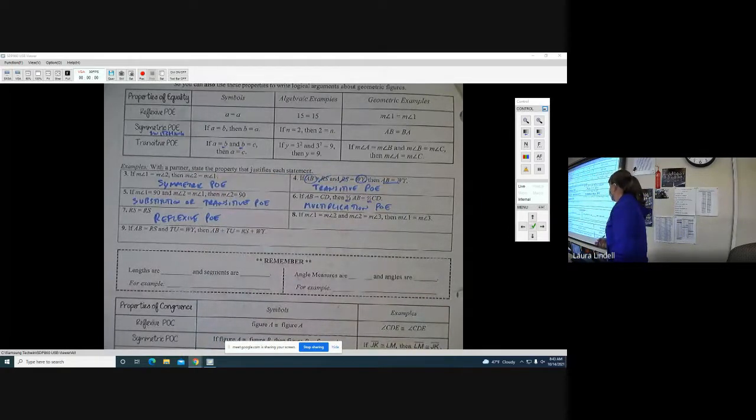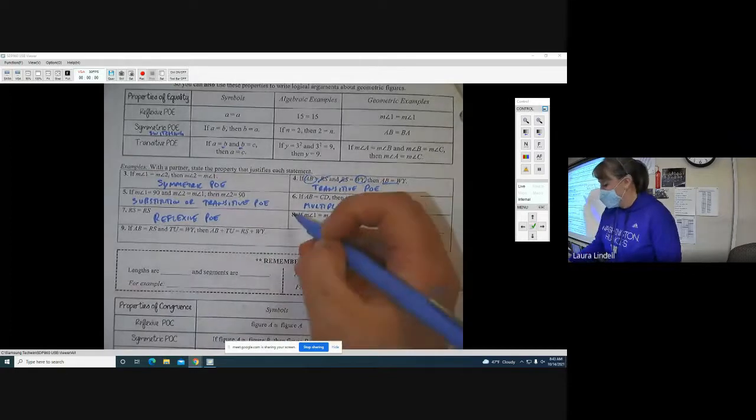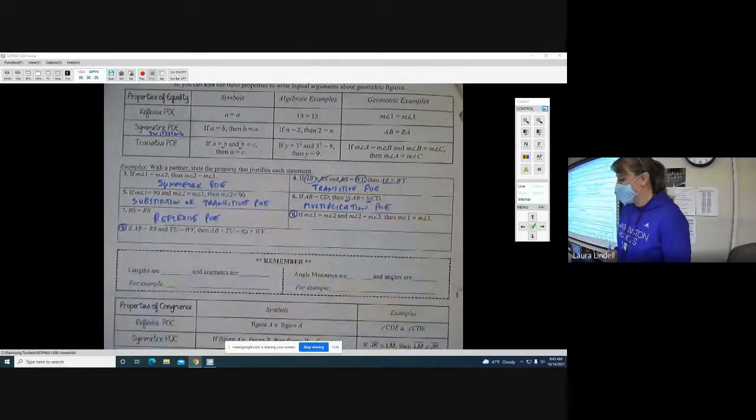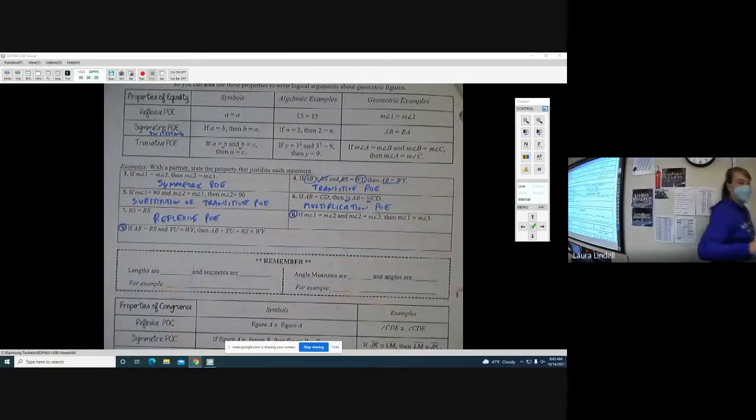All right, 2 more here. See if you can figure out number 8 and number 9 on your own, and then we'll talk about it. Try number 8 and 9. Pick a property that goes with those.